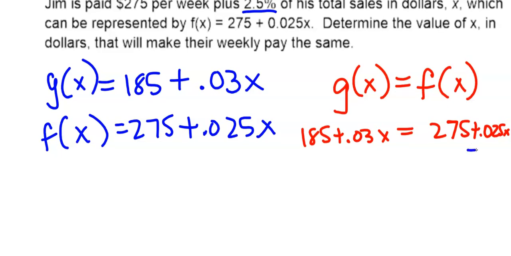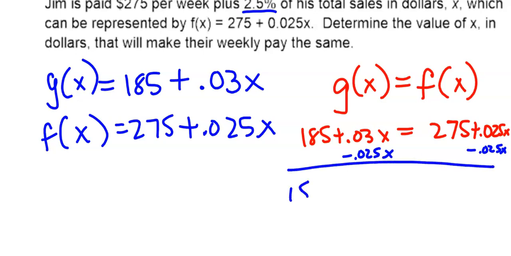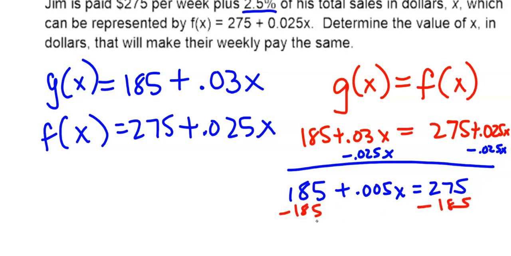I think I'm going to subtract 0.025x from both sides, giving me 185 plus 0.005x equals 275. I'm going to subtract 185 from both sides, giving me 0.005x equals 90.